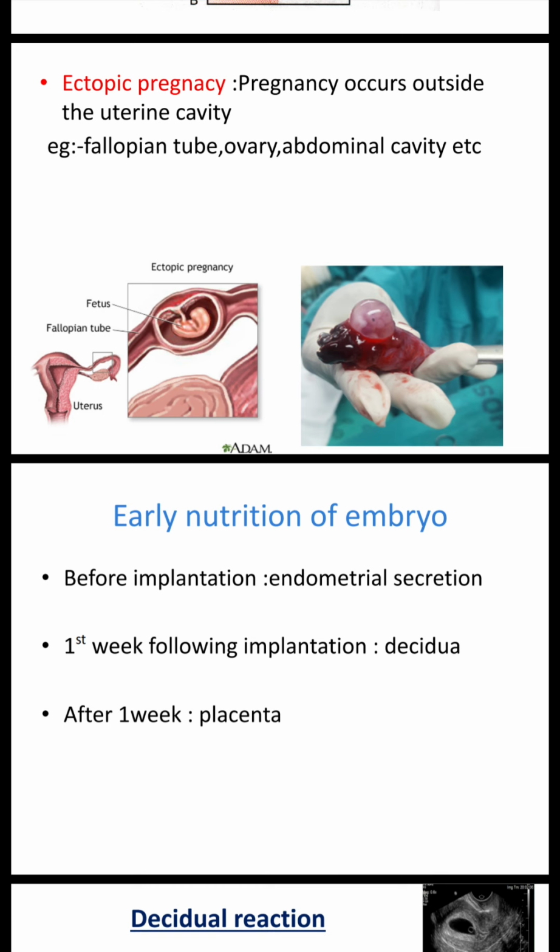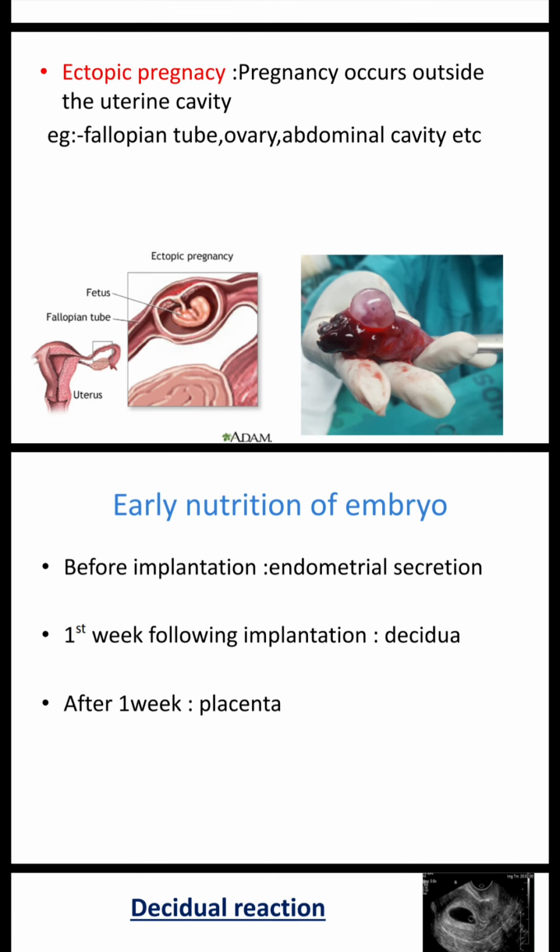If the pregnancy occurs outside the uterine cavity, it is termed an ectopic pregnancy. For example, in the fallopian tube, ovary, or abdominal cavity, it is known as ectopic pregnancy.